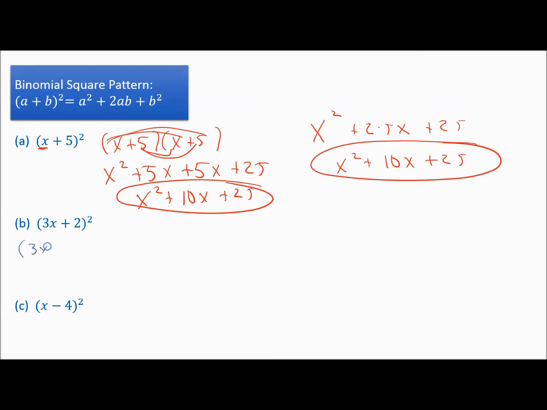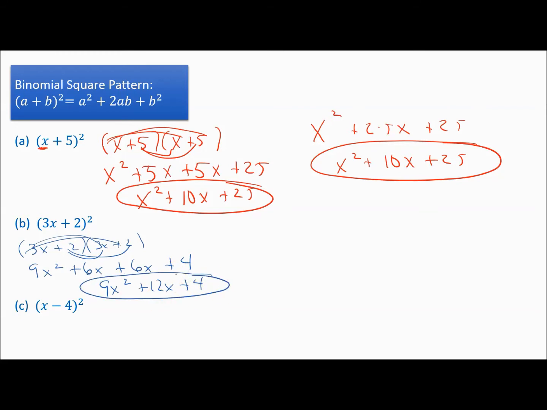I could look at that as 3x plus 2 times 3x plus 2. Then 3x times 3x is 9x squared. 3x times 2 is 6x. Plus another 6x, where we do 2 times 3x, plus 2 times 2 is 4. That gives us 9x squared plus 12x plus 4.